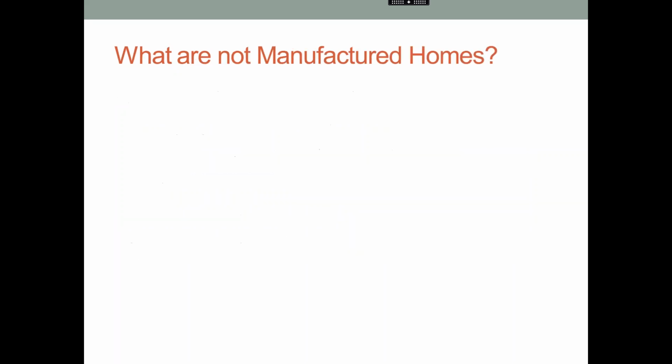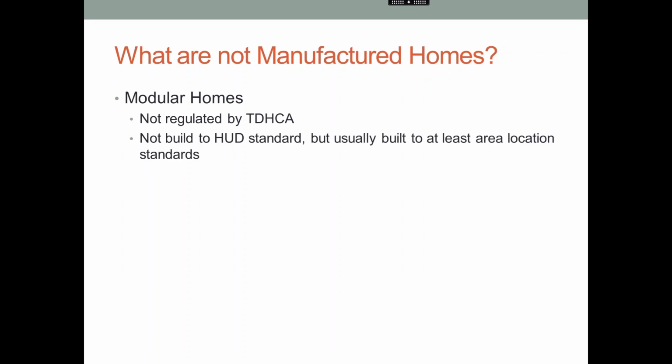Now, generally the next question I get is, what are not manufactured homes? And there's a couple that you'll probably run across, or maybe you've personally run across in your experience altogether. First, the more common one now is modular homes. These are homes that are not regulated by TDHCA. They're generally not built to HUD standards, but they are at least built to area location standards. And they are conveyed with the ownership recorded in a deed.